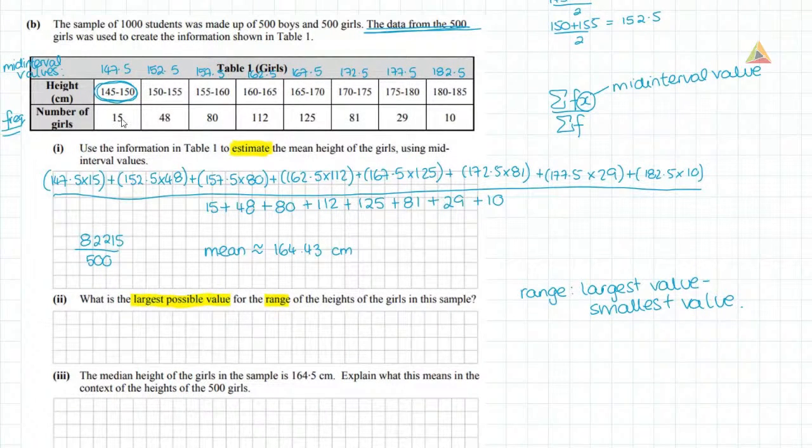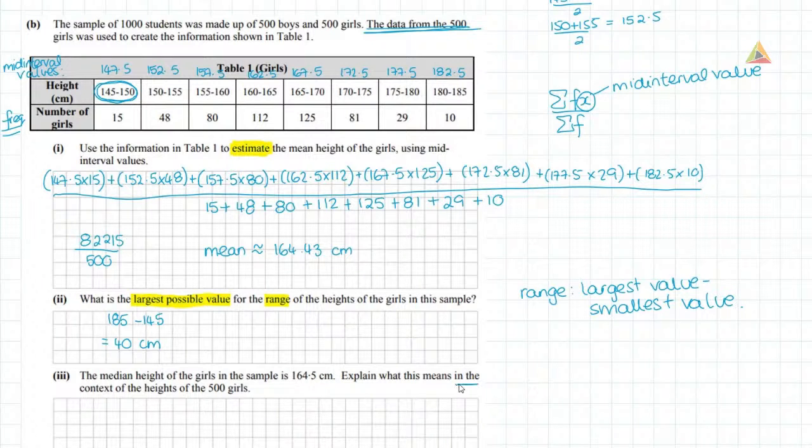But the largest possible value that we could have is if we take the biggest value over here and subtract the smallest value over here. So that means we're going to be saying 185 centimeters minus 145 centimeters, and that means that our biggest possible range is 40 centimeters. And the last part of this question says the median height of the girls in the sample is 164.5 centimetres. Explain what this means in the context of the heights of the 500 girls.